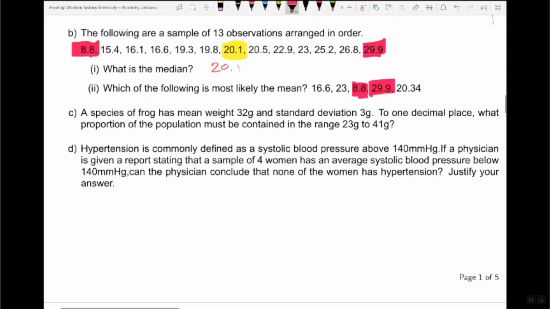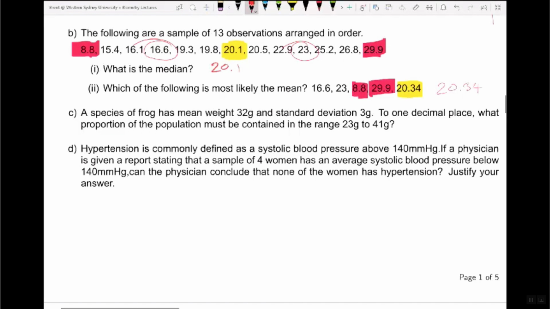16.6, if I look at where that is located, that's down here. Probably not. It looks like the set is evenly spread, too evenly spread for the mean to be that far away from the median. Similarly for 23, that's up here. I'm probably guessing that the correct answer is 20.34. That's the only one that it could possibly be, I think. Okay, that's the one that's closest to the median.